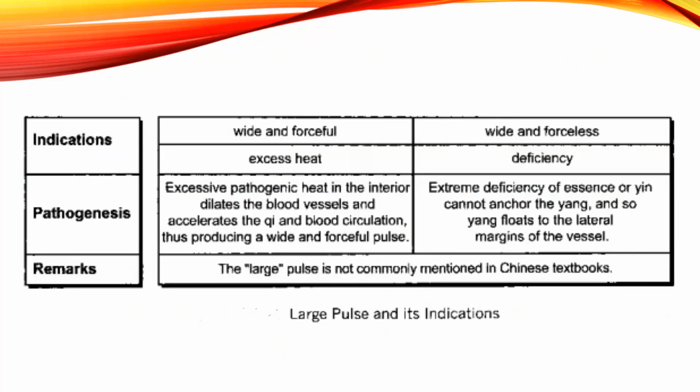Pathogenesis: excessive pathogenic heat in the interior dilates the blood vessels and accelerates the chi and blood circulation, thus producing a wide and forceful pulse. So yun po yung ginagawa ng heat. Pinapalawak niya yung daluyan, yung ugat. So pag sa deficiency naman, extreme deficiency of essence or yin cannot anchor the yang, and so yang floats to the lateral margin of the vessels.